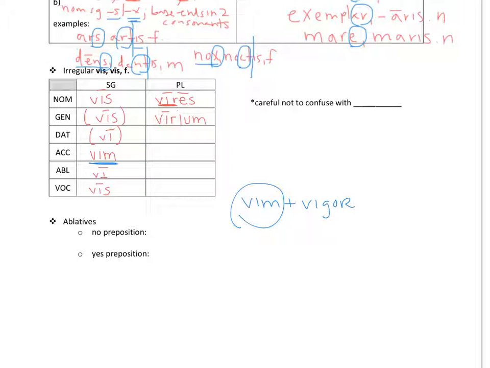Then you do have your normal viribus. The accusative is the same as your nominative, vires. Your ablative is the same as your dative. And your vocative is going to be the same as your nominative and accusative right there. So this is how your vis vis is formed.